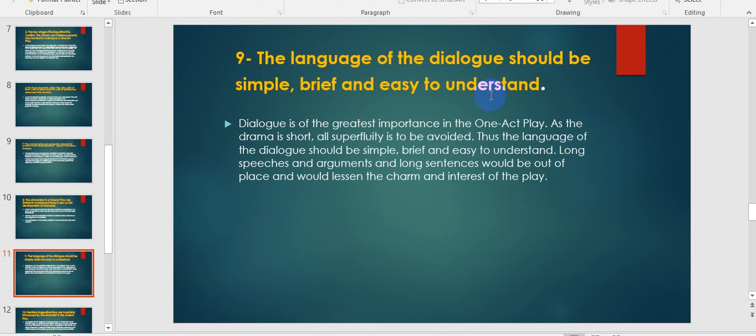You know that long speeches, arguments, and long sentences should be avoided, or they would be out of place and would lessen the charm, the interest, and the suspense of the play.